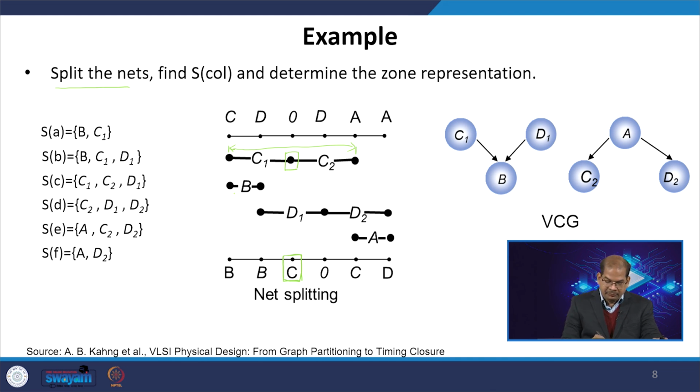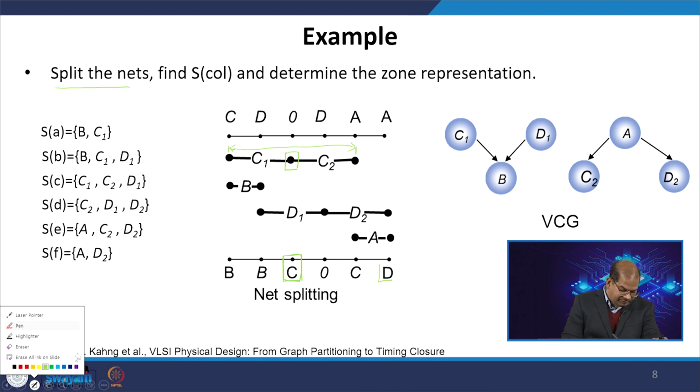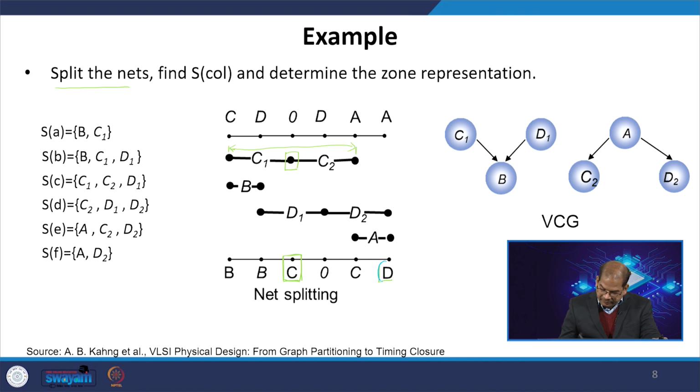Then we have B, which is basically 1 unit, so it cannot be split. Similarly, D1 can be split into 2 parts, because D1 is going from this point, I will use a different color, to these 2 points. So, what are the intermediate points? There it will do the splitting. Here it is splitting at this point, so the D net now becomes D1 and D2.